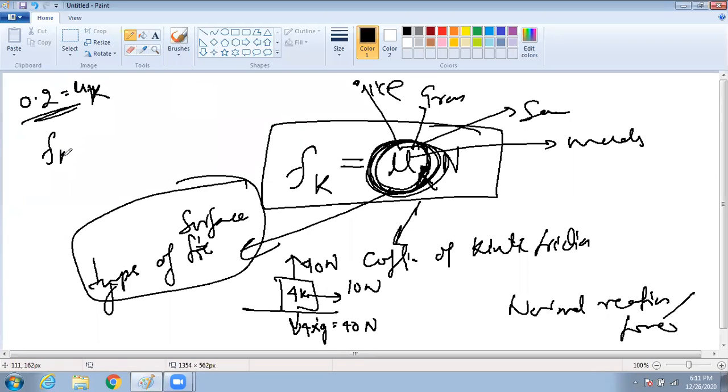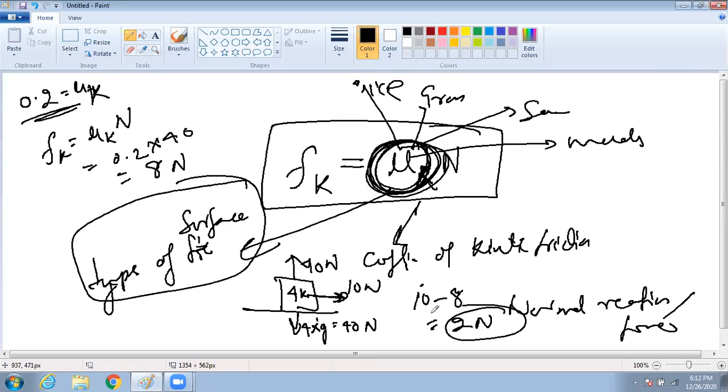So what will happen? Fk is equal to mu k into N. Mu k is 0.2. N is how much? 40. So how much will it be? 8 Newton. Applied force is 10 Newton. So net force is how much? Net force pulling is 10 minus 8, which is 2 Newton. Clear? Yes or no? All of you clear? Yes, sir. Okay.